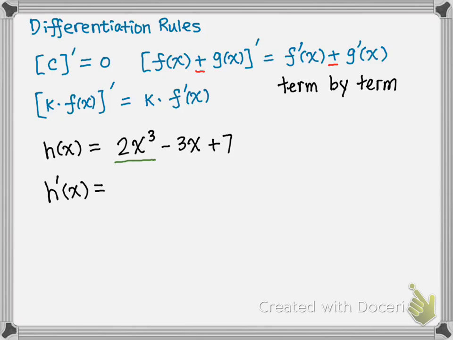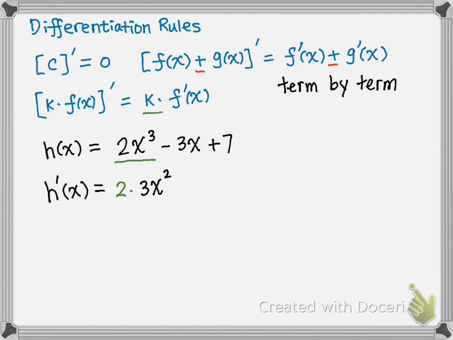So it's 2 times x to the third power. We use the constant multiple rule. Okay, so we just keep the constant 2, and then you multiply it by the derivative of x cubed. Well, then you use the power rule, which is 3x squared.